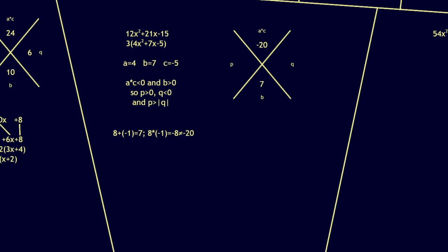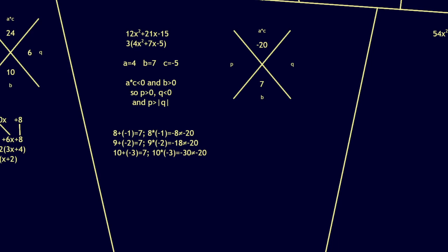Starting with a negative 1, we need a positive 8 to add to make 7, but they multiply to make negative 8, which is more than negative 20, so as always, we increment by 1. Negative 2 and 9 still add to make 7, but they multiply to make negative 18, which is still more than negative 20. Incrementing one more time brings us to negative 3 and 10, which still add to make 7, but multiply to make negative 30, which is less than negative 20.